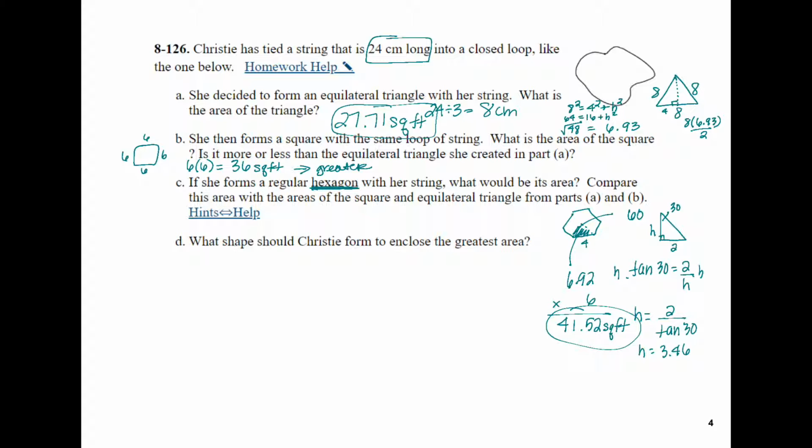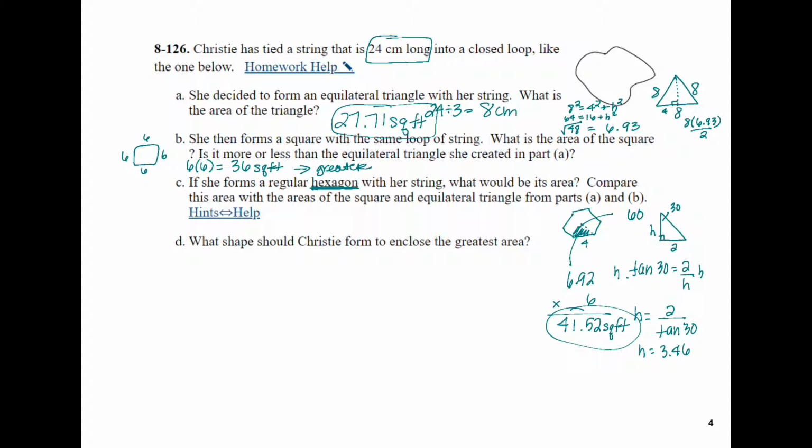So again, we gained more sides to our shape. We had 2 additional sides, and this time our area was also more at 41.52 square units. So it is greater than both the equilateral triangle and the square. Letter D says, what shape should Christy form to enclose the greatest area?